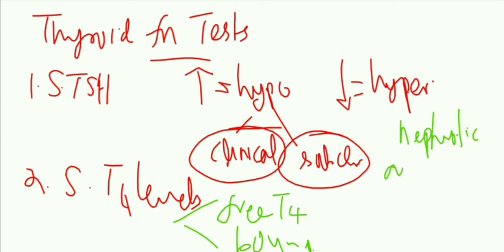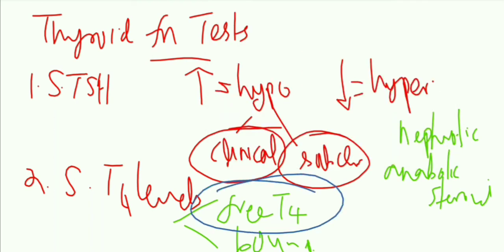Or if the patient is on anabolic steroids, in that case also the plasma protein will be less, so the bound T4 will be less. So we cannot know the exact value. So we have to look for free T4. Free T4 is the good one. And the symptoms that arise are also because of this, depending on the free T4 value.